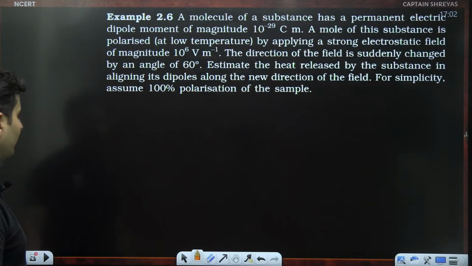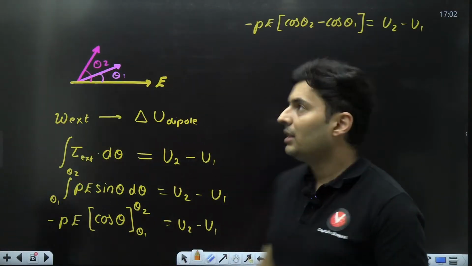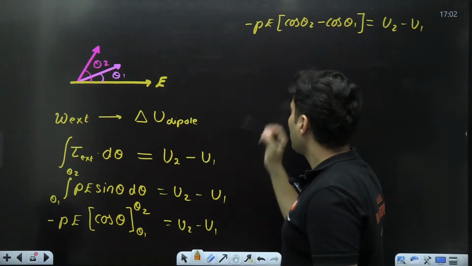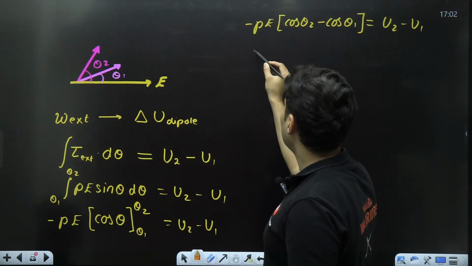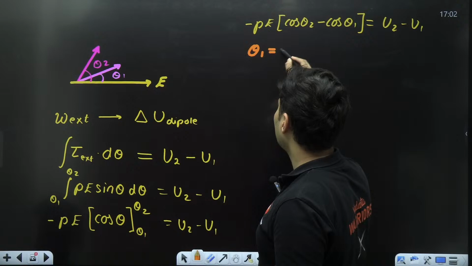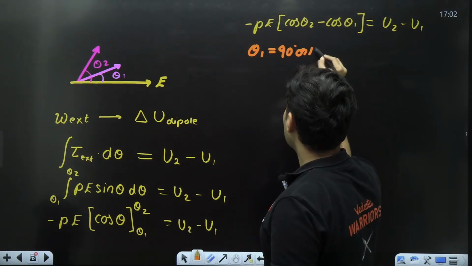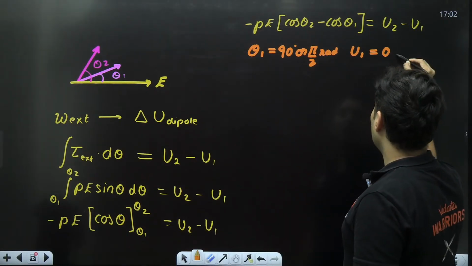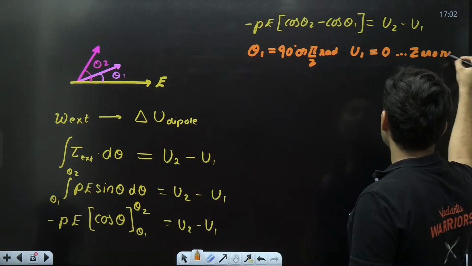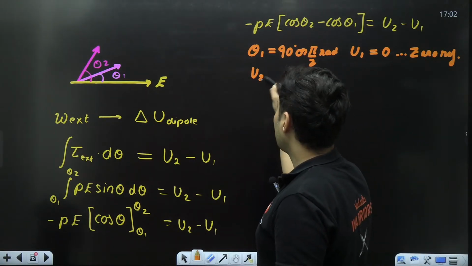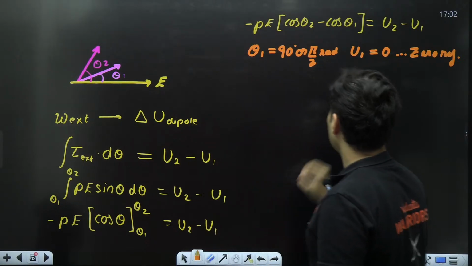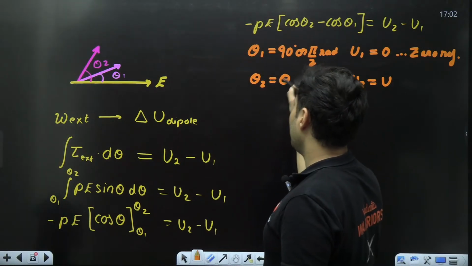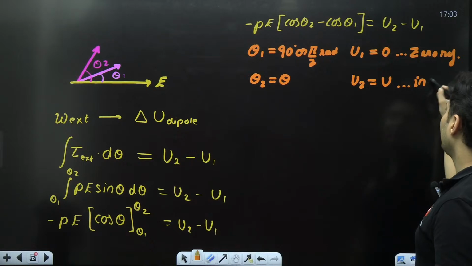So using that concept, let me take one of the angles as 90 and the other angle as some random angle. So let's say I put, for example, theta 1 as 90 degrees, or basically pi by 2 radian. So in that case, U1 will be 0, which is our zero reference. And then let me substitute U2 as our potential energy for that particular general angle theta. This is in general.